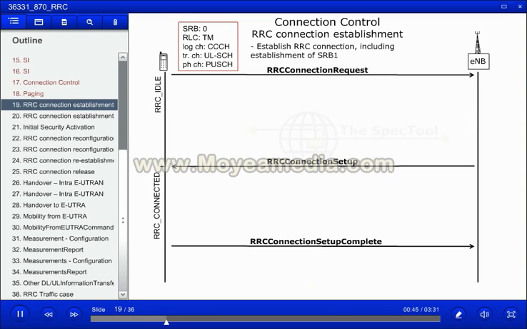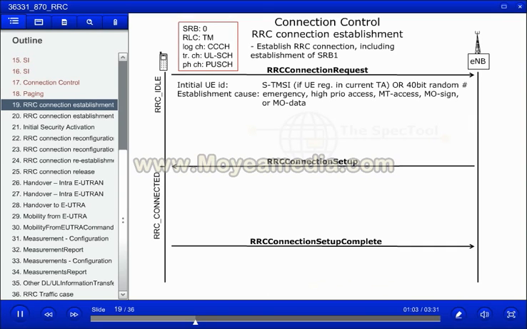RLC transparent mode is used, and the logical channel is the common control channel. The transport channel used is the uplink shared channel, and the physical channel is the physical uplink shared channel. The content of this message includes the UE identity, which is either the S-TMSI if the current cell belongs to the same tracking area as the UE was previously connected to, or else a random number of 40 bits, and the cause for performing the RRC connection establishment procedure.